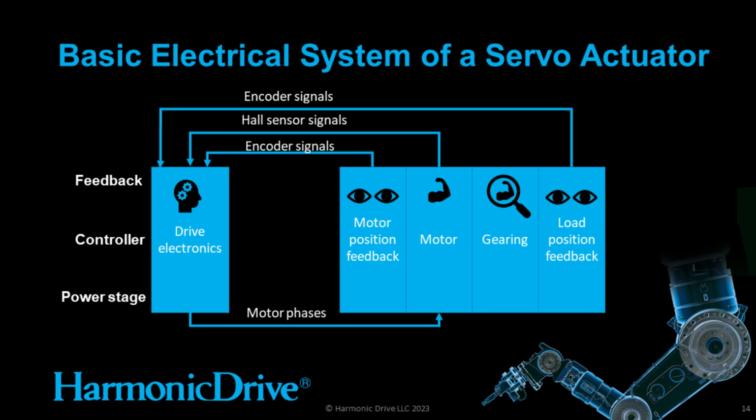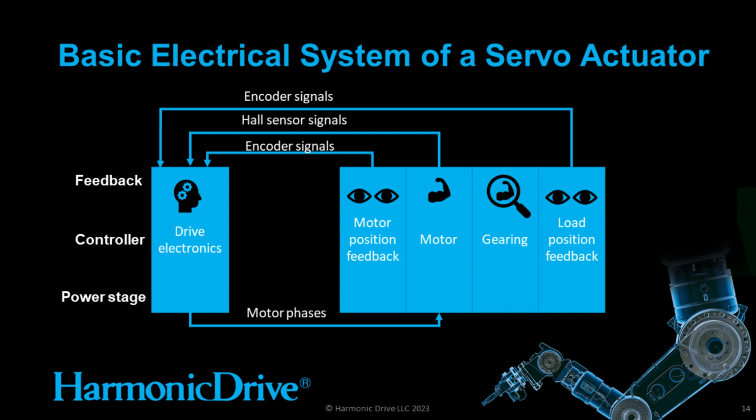And we have Hall sensor signals coming from the motor, feeding back into the drive electronics. Feeding out of the drive electronics on the bottom of the screen, we have the connections for the motor phases, and these are what supply current to the motor so that it can generate mechanical torque. Then, moving to the right of the motor, we amplify the torque output using gearing.